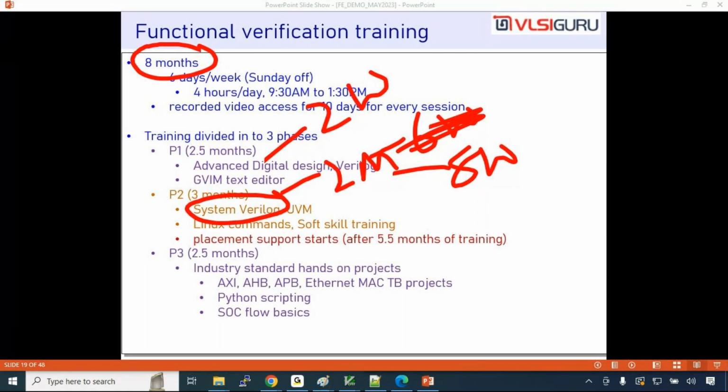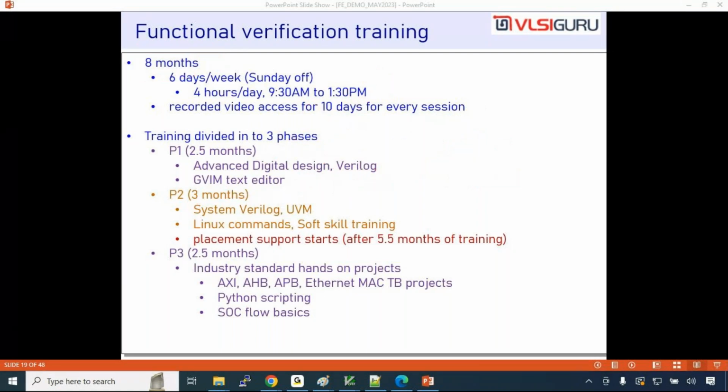Now phase 1, phase 2, what we are learning here helps in getting the job. It helps you most of the time clear the job, because interviews will be focused on Verilog, SV, digital and UVM. Where will phase 3 help? It helps you do well in the job.